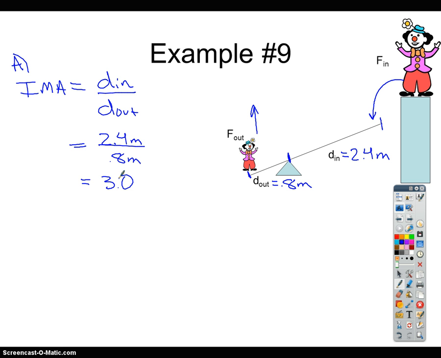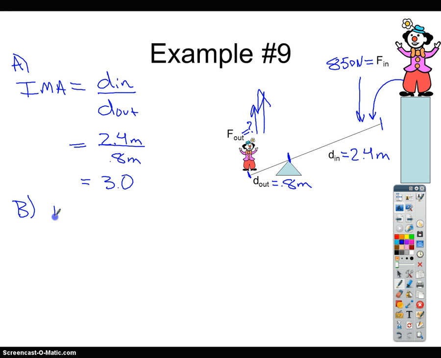For the next part, it says that the larger clown exerts a force of 850 newtons. So that would be our force in, because that's the force that is exerted. And when he jumps on the seesaw, they want to know how much force is exerted on the smaller clown. So we're looking to see how much force is going to send this clown upwards when we have the 850 Newton force from the first clown going down.